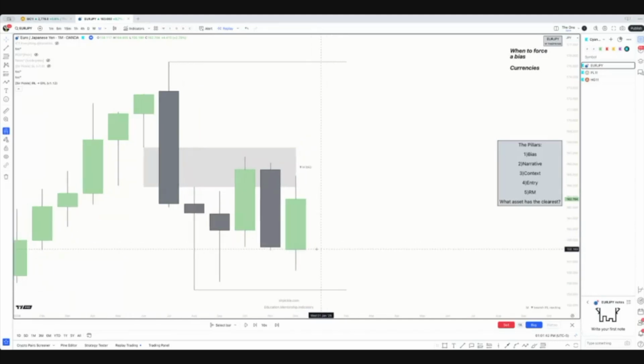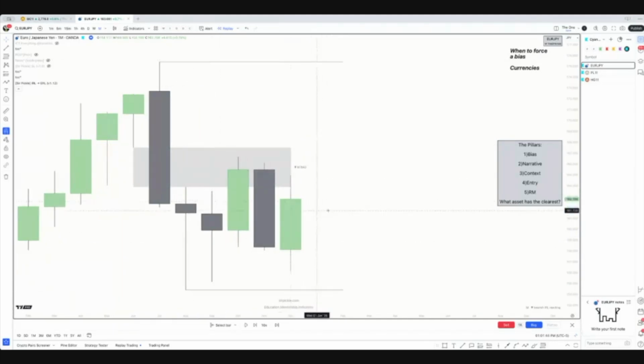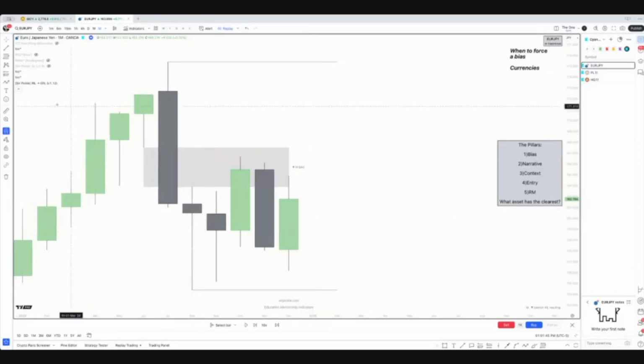That's not what happened here, right? And we're going to be able to see all this on the daily once we get down there, but we could also just see it straight up from looking at the monthly. Here's what happened on the monthly.